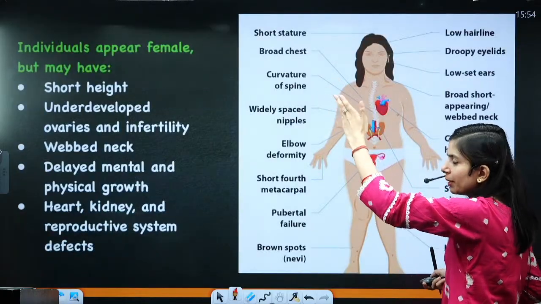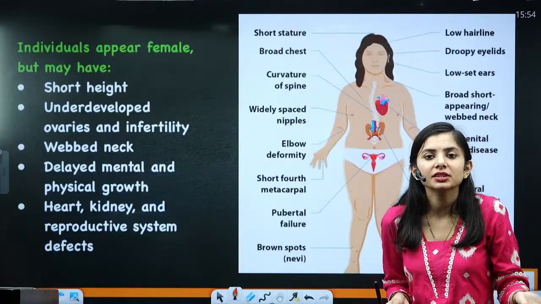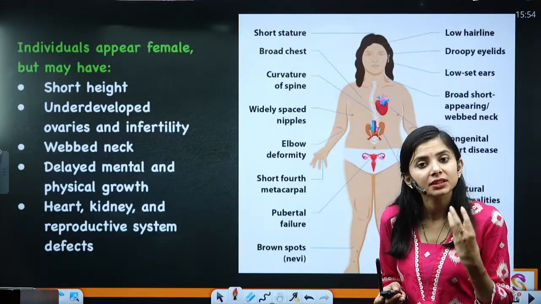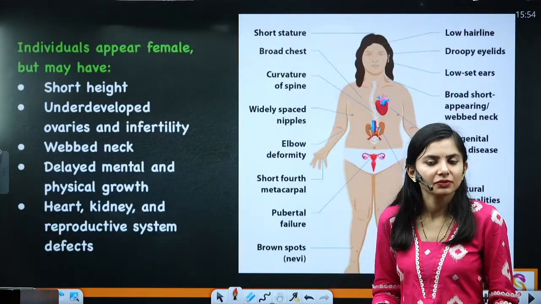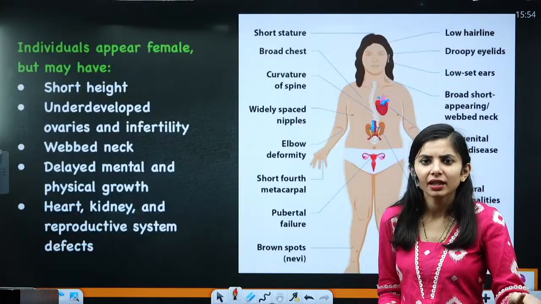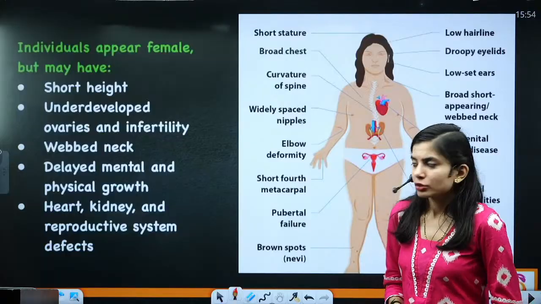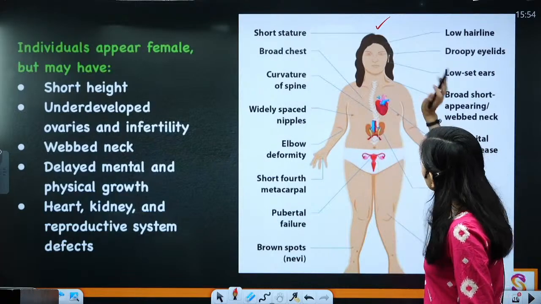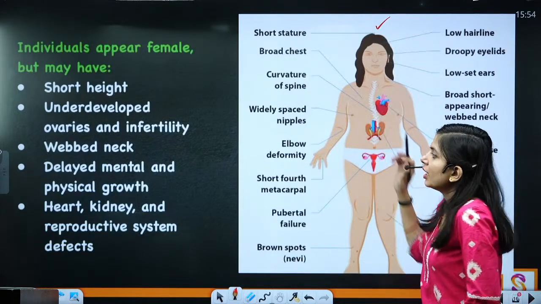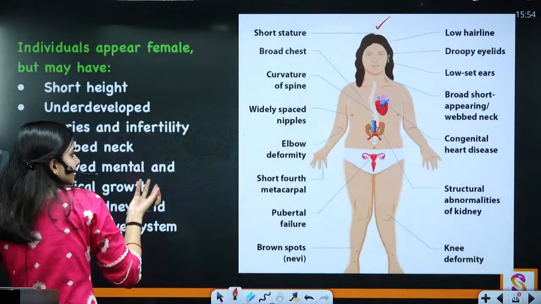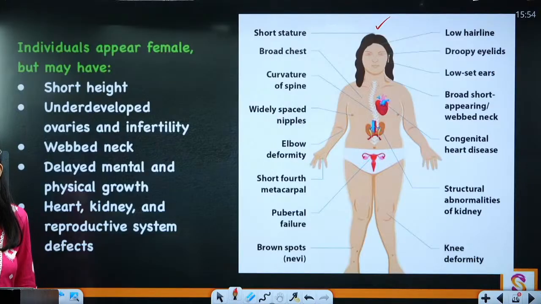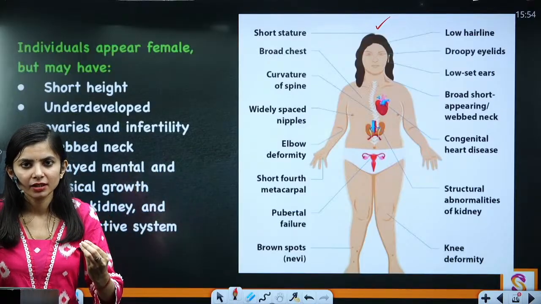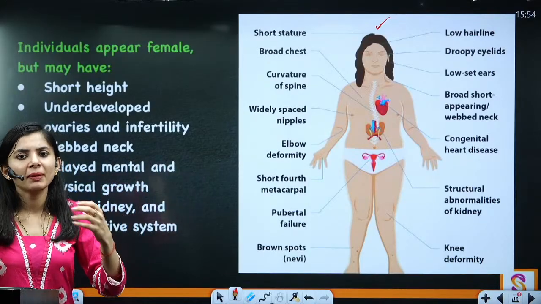Now, individuals appear like females. There is no chance for Turner syndrome to occur in a male. Reason: it is signified with the help of X0. Y0 has no chance, and XY is going to be male. So X0 could be there, which means the phenotype, the structure, is going to be like a female. Now the female would have short height. Again, it's a sex chromosome, and there is an aberration in the sex chromosome. Therefore, as a result, it's going to be 100% infertility.